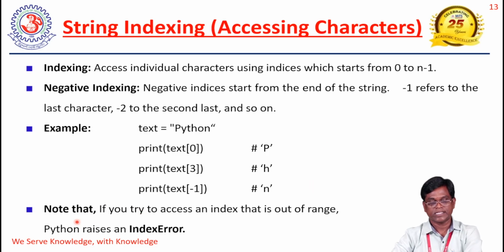And here is an important point. If you try to access an index which is out of range, then it will raise an index error. Here, the valid indexes are: if you start with P as 0, Y is 1, T is 2, H is 3, O is 4, and N is 5. So the valid indexes are 0 to 5.